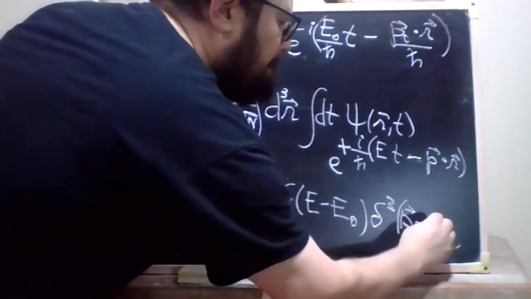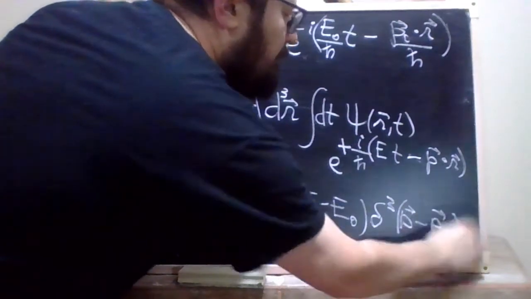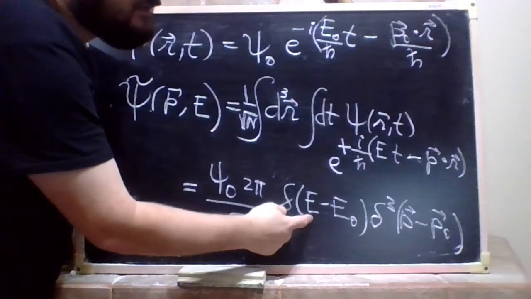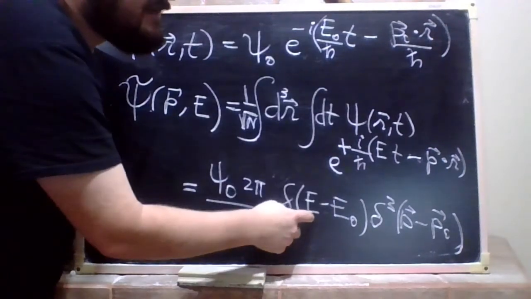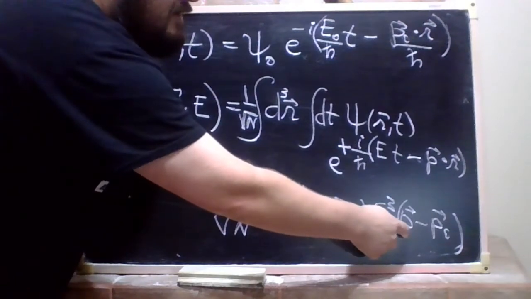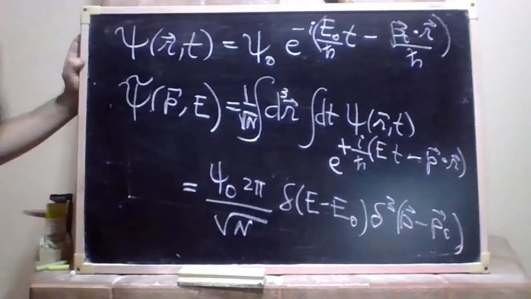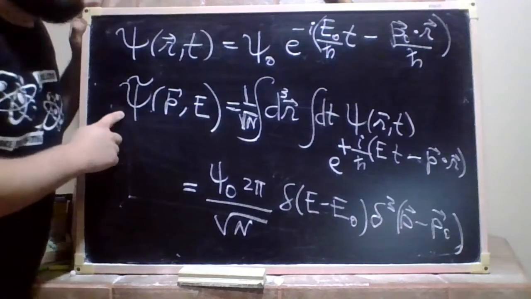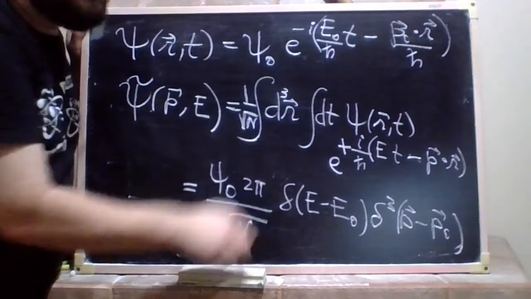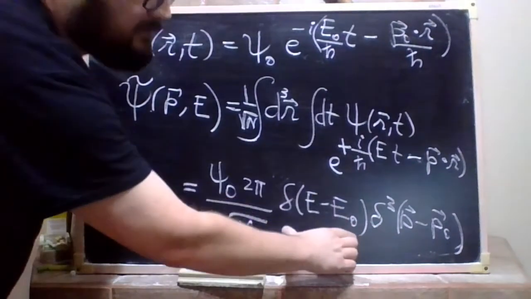Momentum is 0. So this corresponds to an impulse, an infinite value for the energy equal to E0, and an impulse for a momentum equal to P0. So in momentum space, you have zero bandwidth for this function. I'll pick up time here.